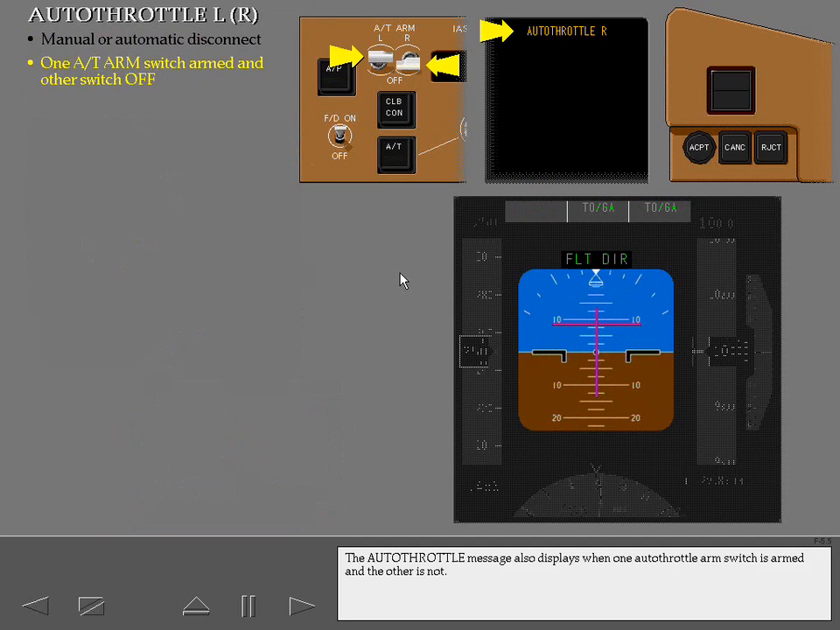The autothrottle message also displays when one autothrottle arm switch is armed and the other is not.